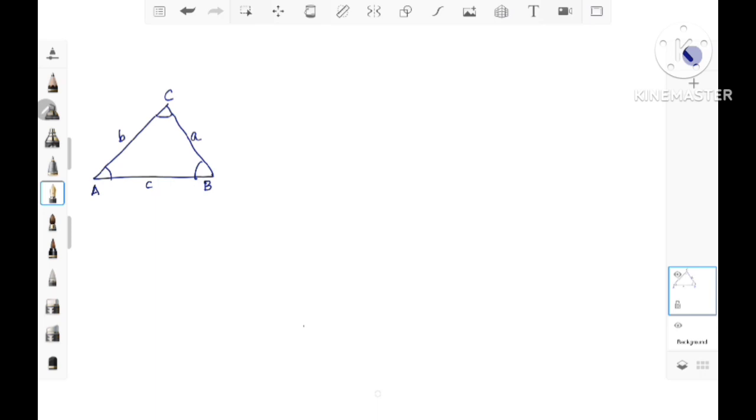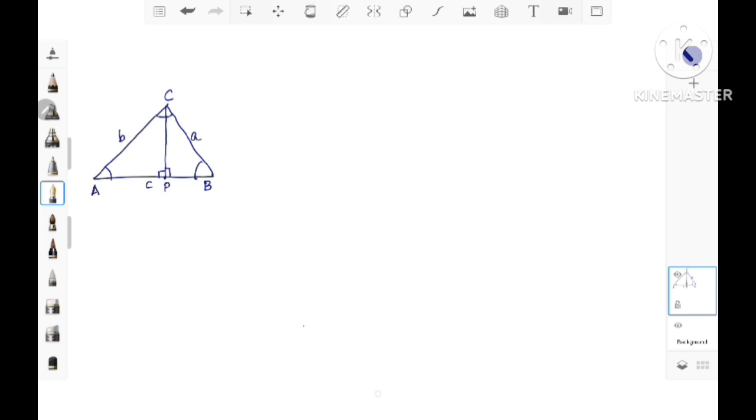After that, let us draw one perpendicular from vertex C on the opposite side, that is side AB. Now this angle is 90 degrees and this angle is also 90 degrees. Let's say this point is capital P.